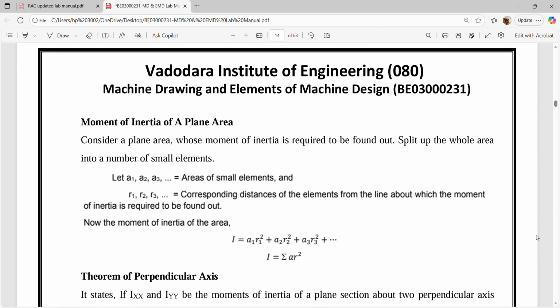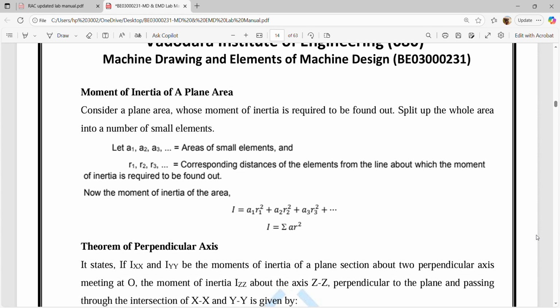Moment of inertia of a plane area. Consider a plane area whose moment of inertia is required to be found out. Split up the whole area into a number of small elements. Here we can see A1, A2, A3. All are the areas of small elements. R1, R2, R3 are the corresponding distances of the elements from the line about which the moment of inertia is required to be found out. Now the moment of inertia of the area I is equal to a1 r1 square plus a2 r2 square and so on. So I is equal to summation of a r square.